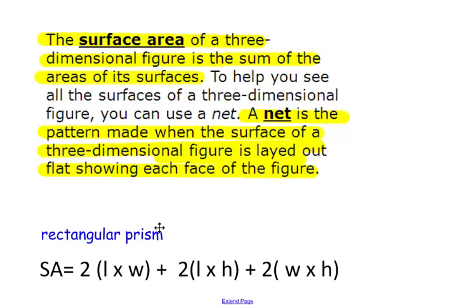of the figure. Now I've also included here a formula that's going to make it a lot easier for you to find the surface area of a rectangular prism. But before we begin, let's make sure you understand why we're multiplying by 2. We have 2 times the length times the width, plus 2 times the length times the height, plus 2 times the width times the height.